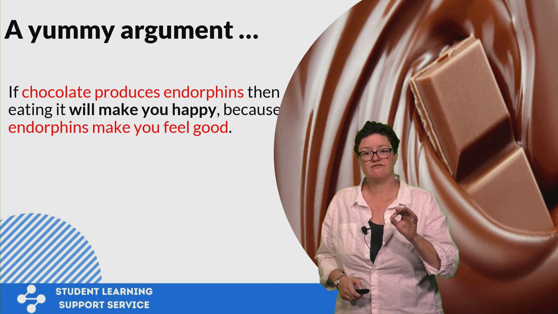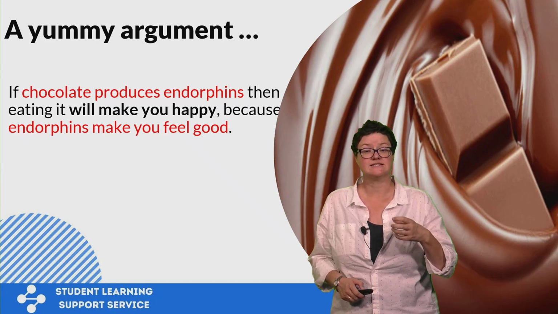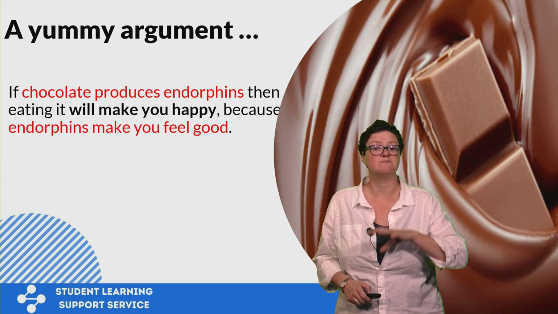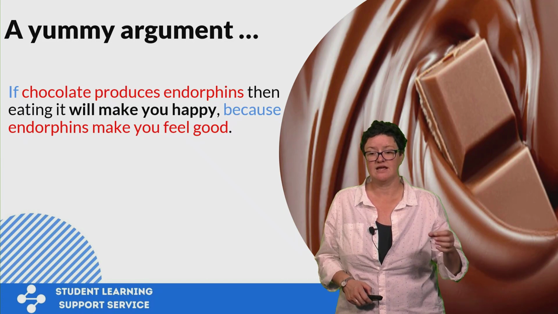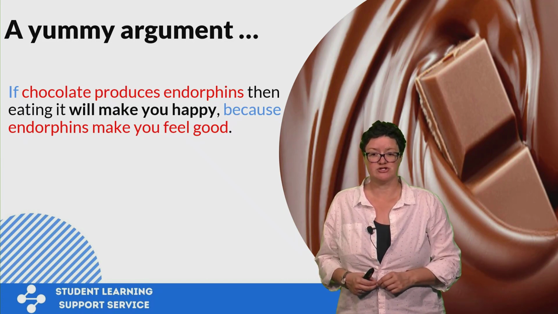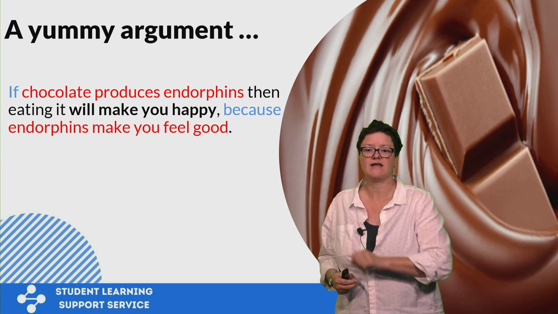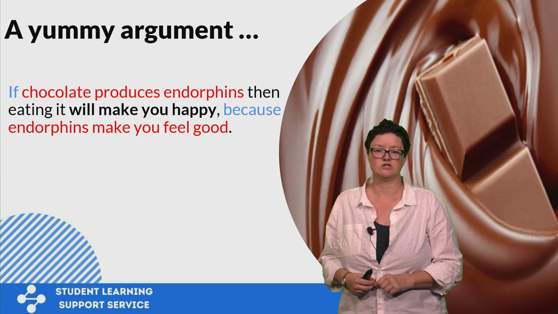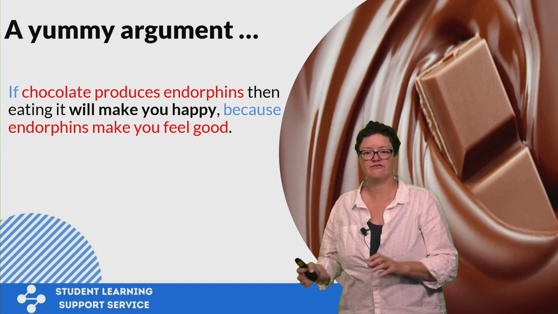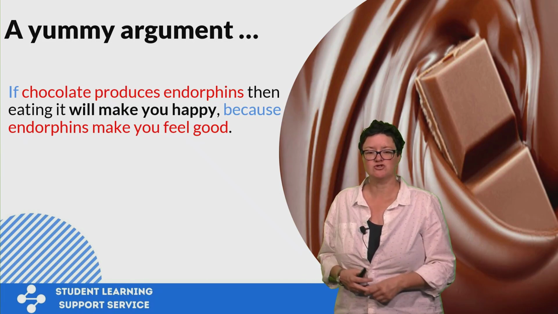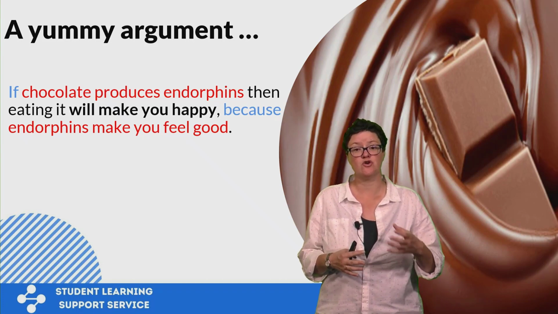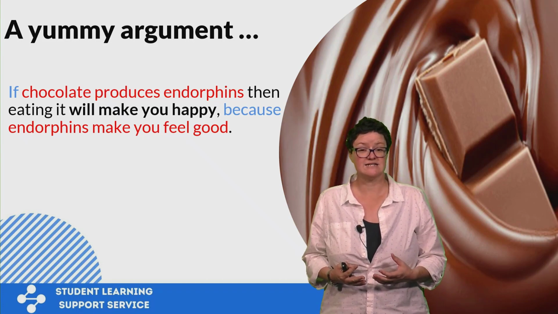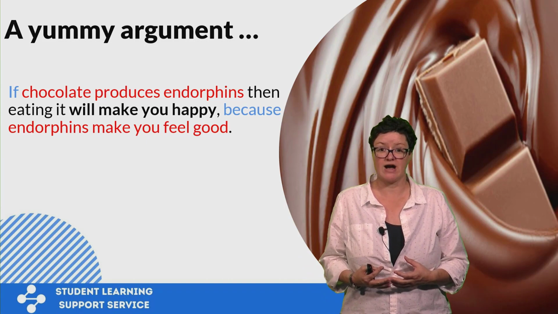We also have some language here that gives us that logical connection between all of these things. If chocolate produces endorphins, then eating it will make you happy because endorphins make you feel good. If, because, they're really simple terms you know. They're also terms or words that fall under this idea of the language of argument.